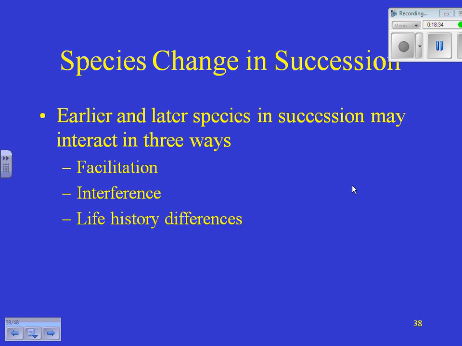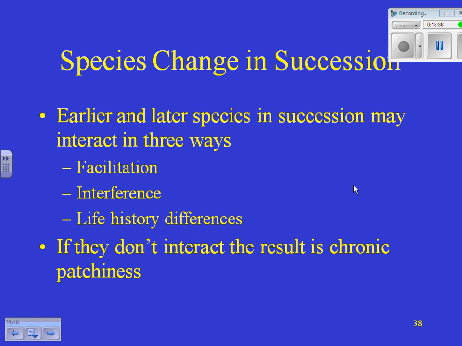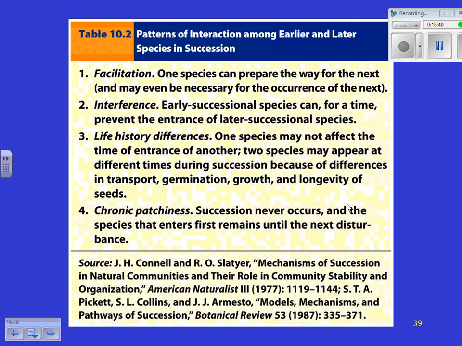Moving along to how species change in an ecosystem. Earlier and later species in succession may interact in three different ways: facilitation, interference, and life history differences. If they don't interact, the result is chronic patchiness, which we'll get to in just a few minutes.